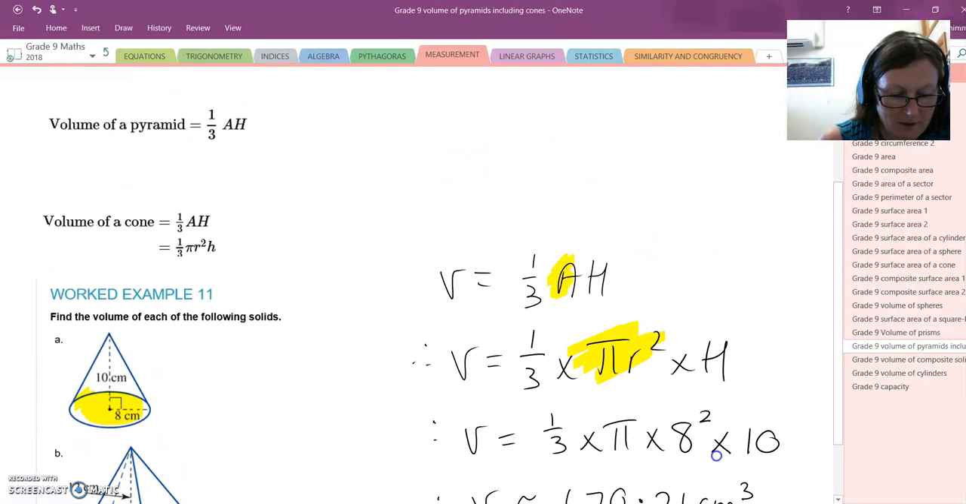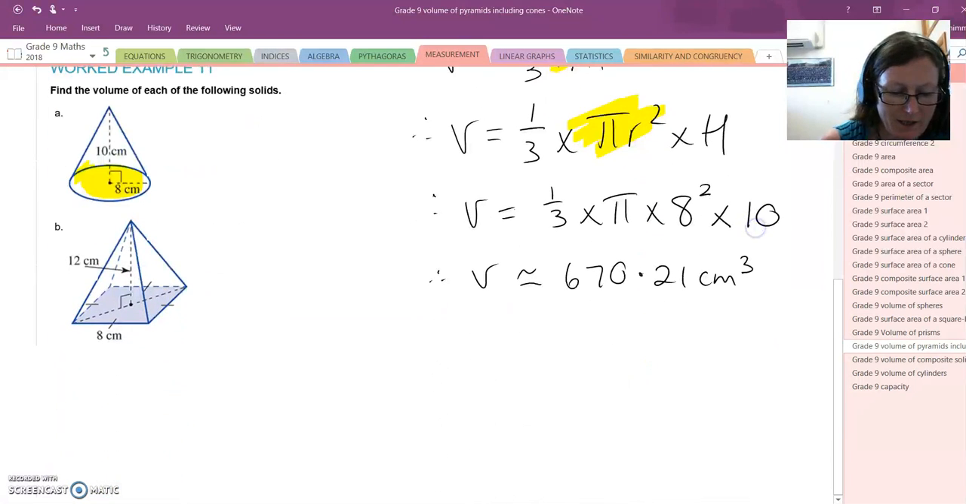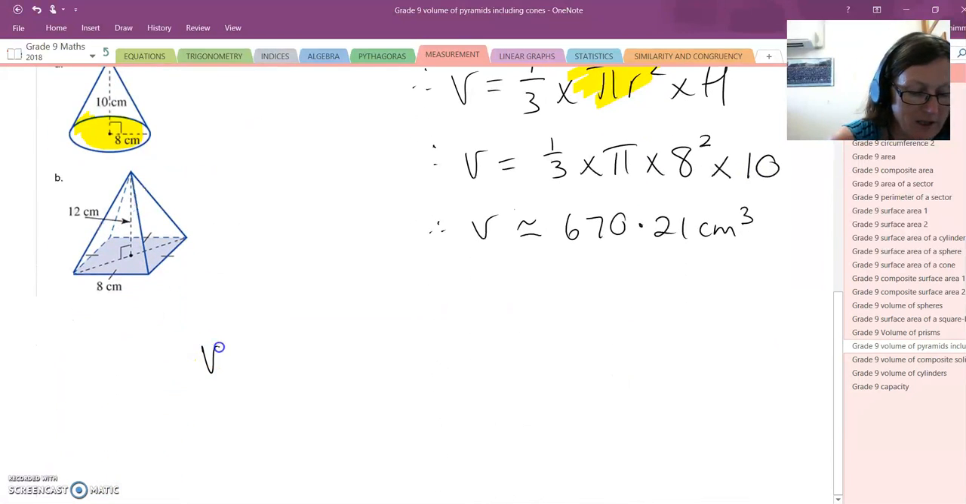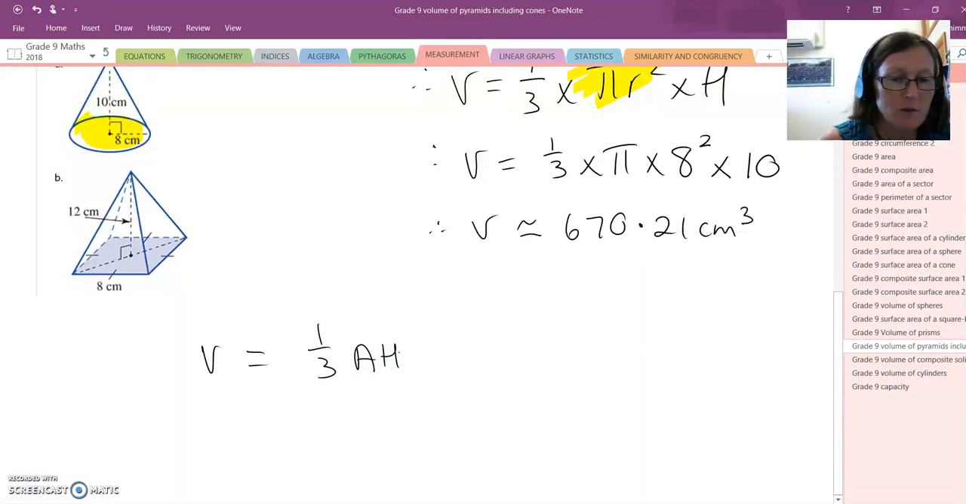Alright, the pyramid. The volume of the pyramid is V equals 1/3 AH. So we write V equals 1/3 AH. We then look at the base shape. This is a square. How do I know it's a square? Because these little dashes mean that each side of that shape is the same length. So if they're all 8 centimetres, that is a square. So I then go V equals 1/3 times by L squared times by H.